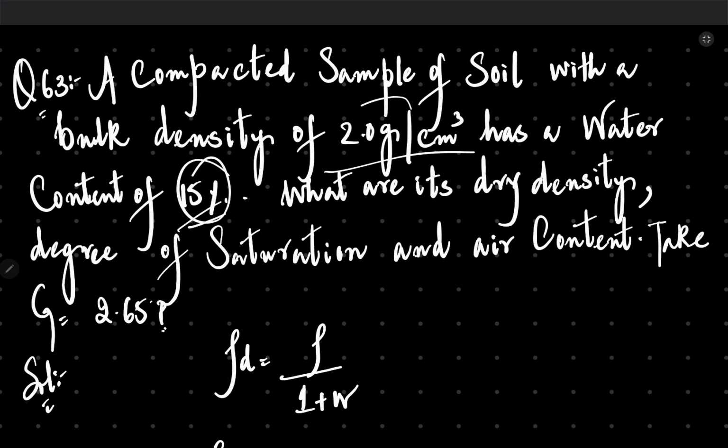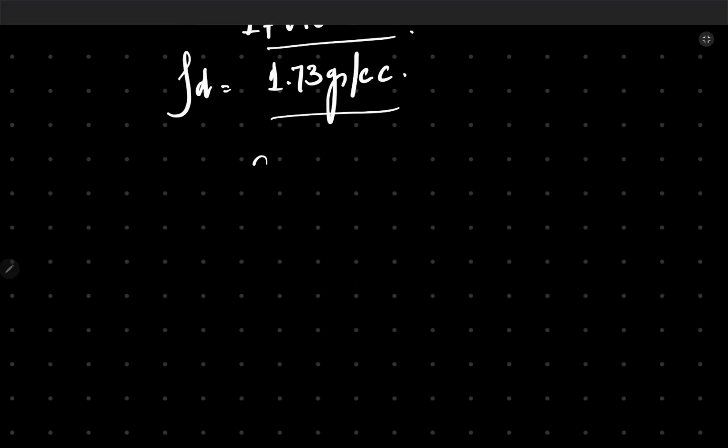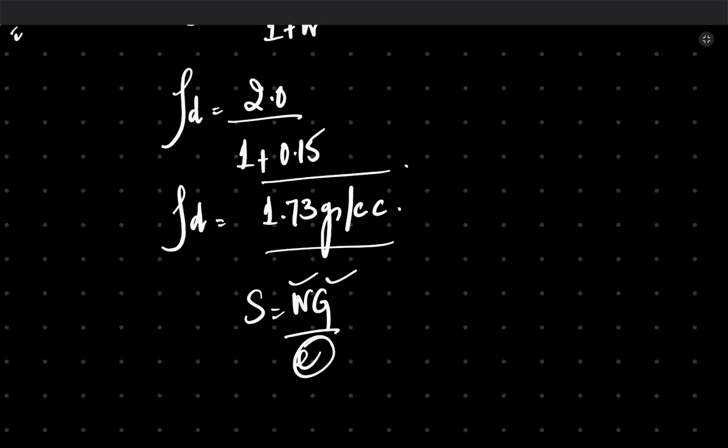What are its dry density and degree of saturation? Dry density has been completed, we have solved it. For degree of saturation, if I use the generalized equation, S is equal to Wg by e. This I have, but void ratio I don't have. So the first attempt is to solve for the void ratio. For that, I know the dry density, and I'll use the alternate equation for the dry density so as to arrive at the void ratio.